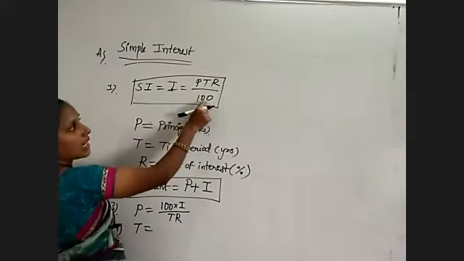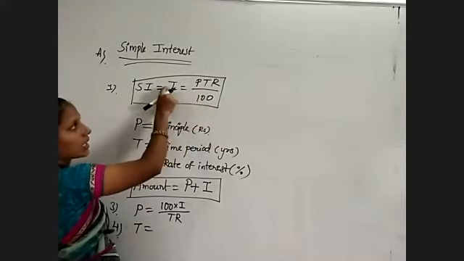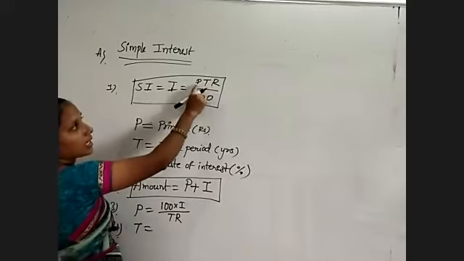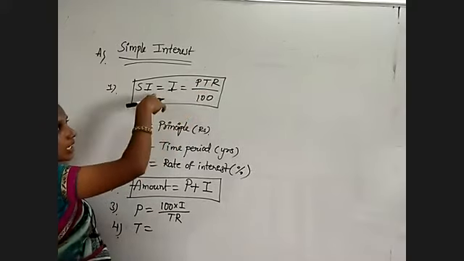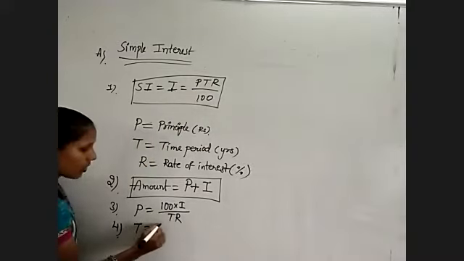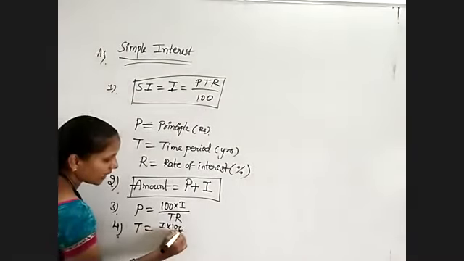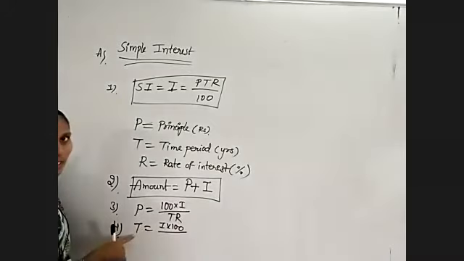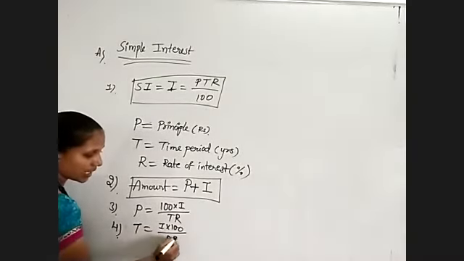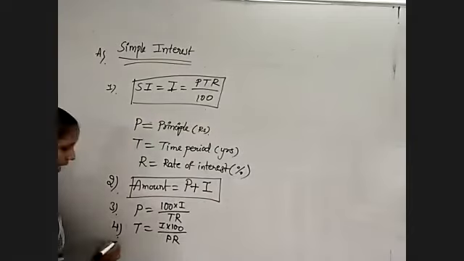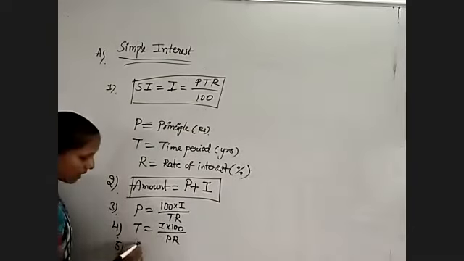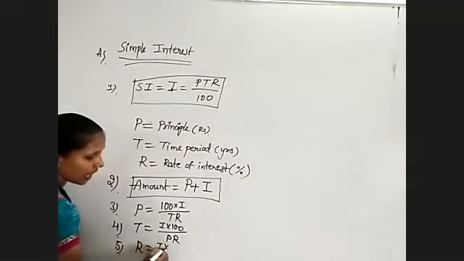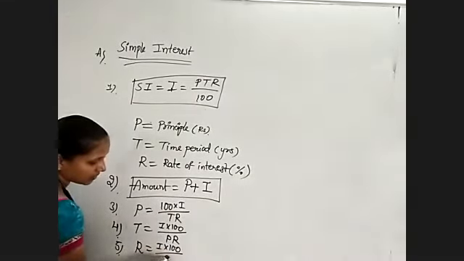Because 100 is in the division, by bringing this side it becomes multiplication. The remaining terms, P and R, are in multiplication, so by bringing them this side, they become division. So I into 100 divided by, here T I need to find, so the remaining two letters, P and R, we have to write here. And the fifth formula, for R, is I into 100 by PT.